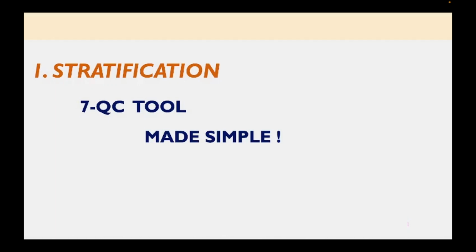As we know, there are 7 QC tools which are very useful in solving our quality related problems or even strategic related or business related problems. Out of these 7 QC tools, stratification is the first tool about which we will know today in detail, so that this tool can be used very much in business decisions, in quality decisions, as well as study material for those who are going to write any type of quality related exams or interview questions.